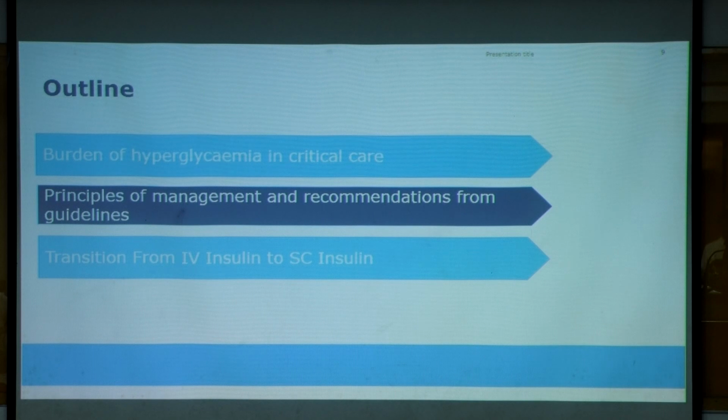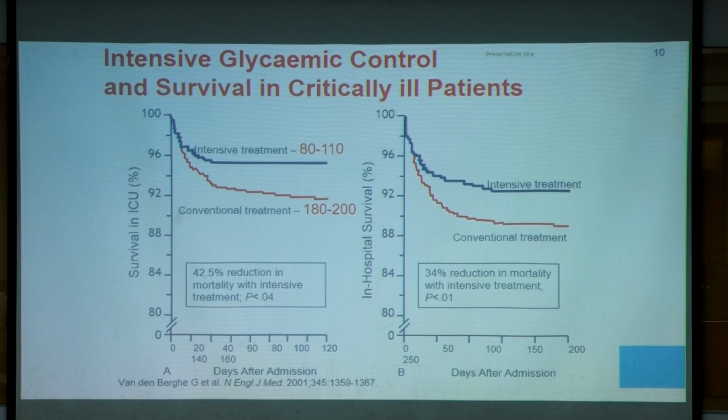So coming to the principles of management and recommendations from the guidelines. Here you can see another study, intensive glycemic control. One arm was given strict control of 80 to 110, another was 180 to 200, and you can see the outcome drastically: by reduction of the blood sugar level, you get better benefits here.